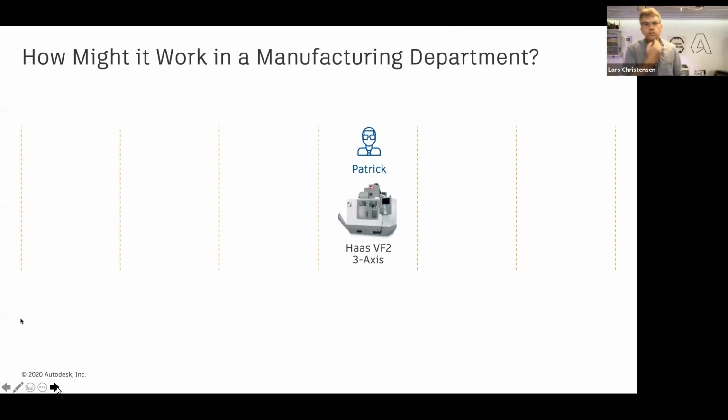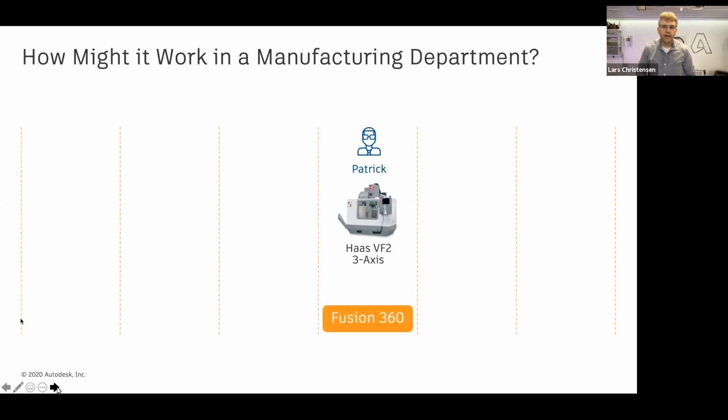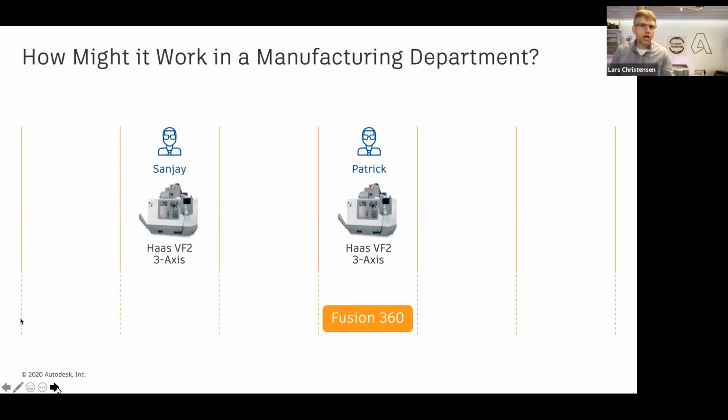So let's take a look at how this could look. Meet Patrick. You're going to hear from Patrick a little bit later in this presentation. Patrick works in a machine shop, and Patrick runs a standard Haas VF2 3-axis mill. It's probably the most standard CNC mill you can get. Patrick can do all his design and all his programming with the core of Fusion 360. Now, in most machine shops, you don't have just one machine or one person. You have more machines, more people. So meet Sanjay. As in many machine shops, one guy maybe does both the setup and the programming and running of the machine. So Sanjay can also use the core of Fusion 360 to run his Haas machine.